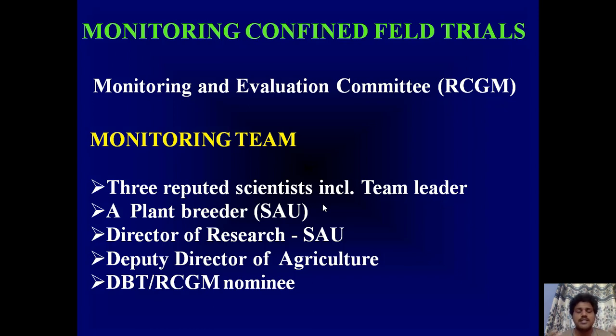Then the monitoring team consists of 3 reputed scientists, including a team leader, a plant breeder from SAU, a director of research of SAU, a deputy director of agriculture, and a DBT or RCGM nominee. So this will be in the monitoring team.